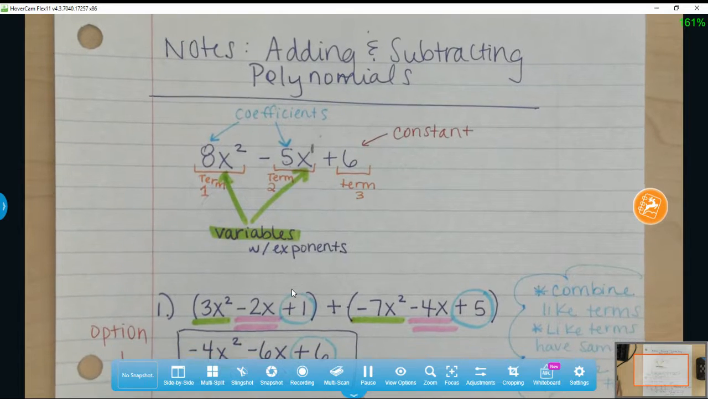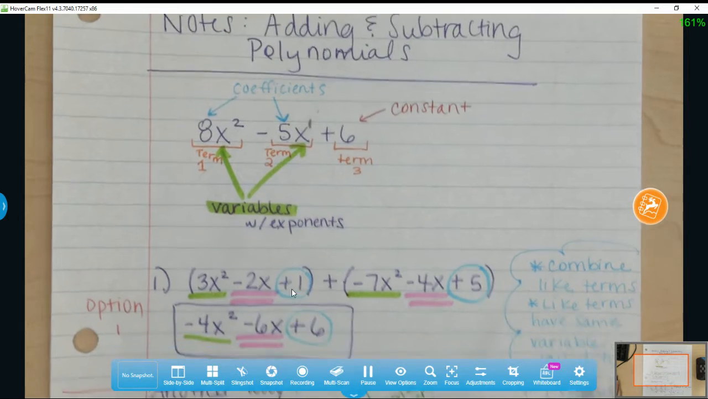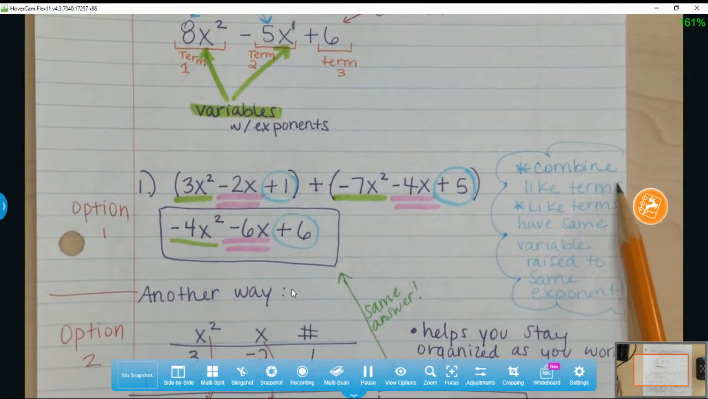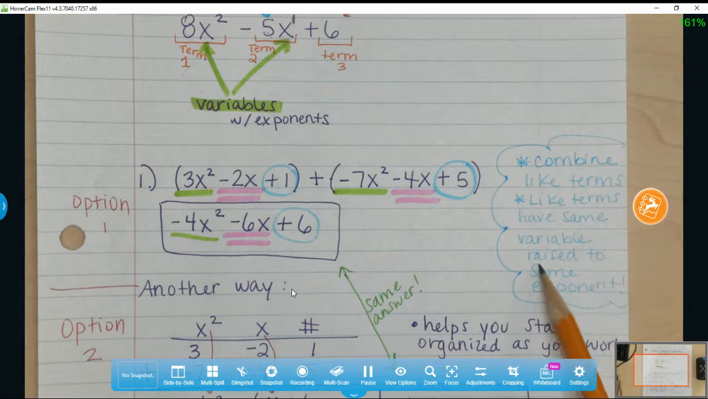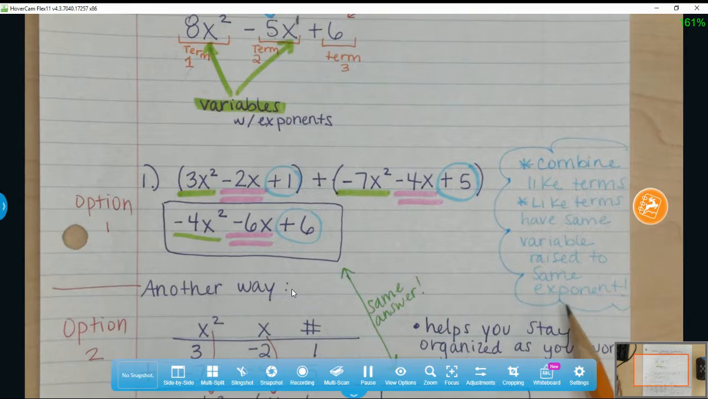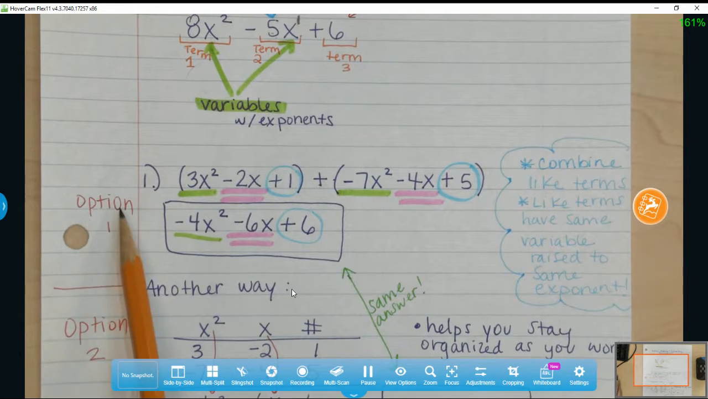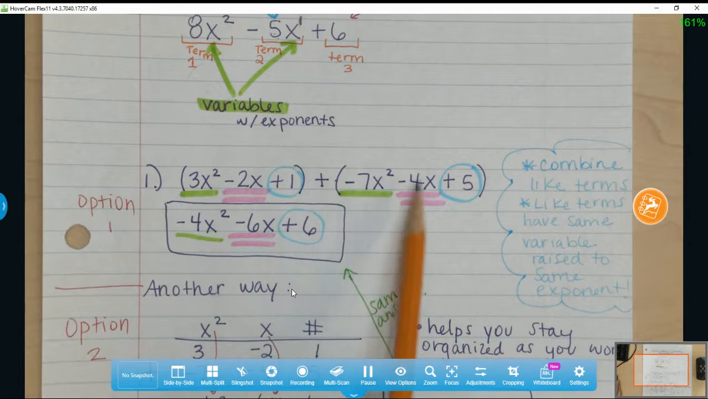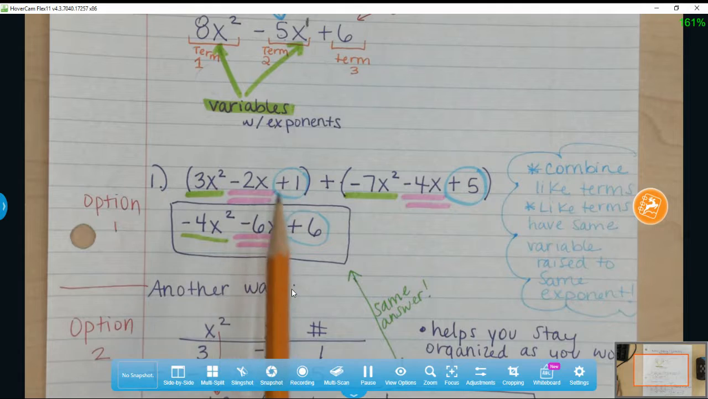So to begin the school year, we talked about the idea of combining like terms. And so we talked about how like terms have the same variable, aka letter, raised to the same exponent. You could also say the same power. So what we did originally, and you notice I'm calling this option 1, this is, I'm going to say, the old school way that we looked at it at the beginning of the year. So this is what I showed you.